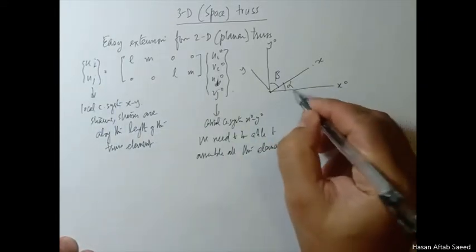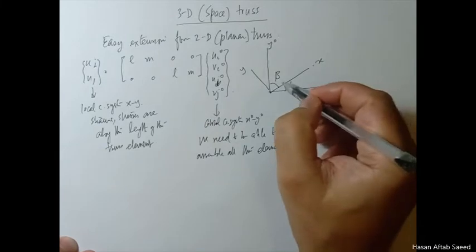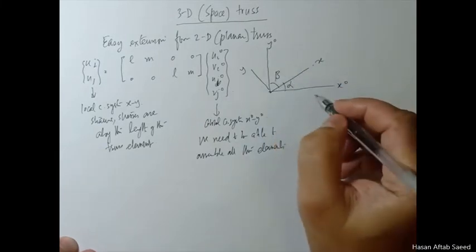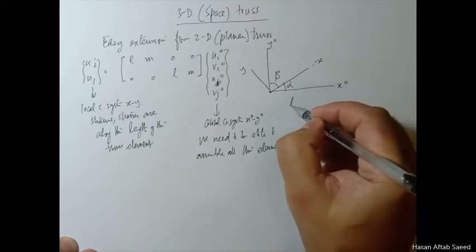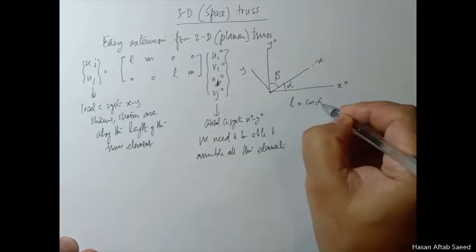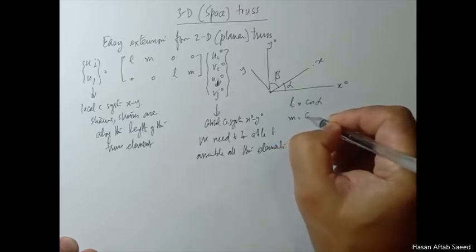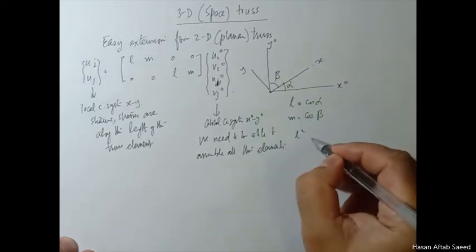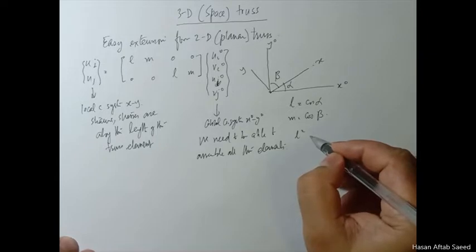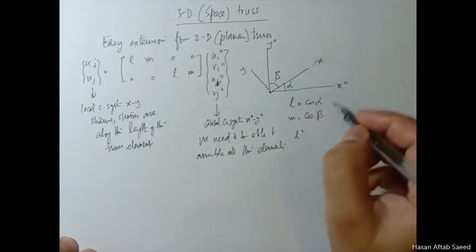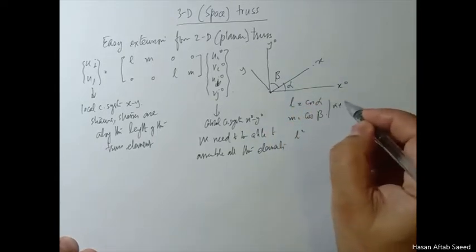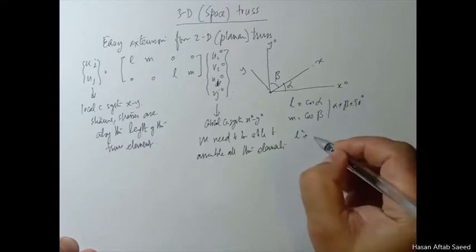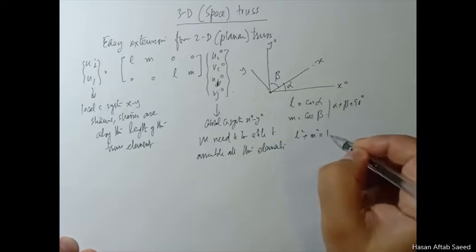Now here, alpha and beta are the angles between the coordinate systems. So if you have these direction cosines, l is cos alpha, m is cos beta, and we have this trigonometric relation, because alpha plus beta is equal to 90, you have l square plus m square is equal to 1. It's always the case.